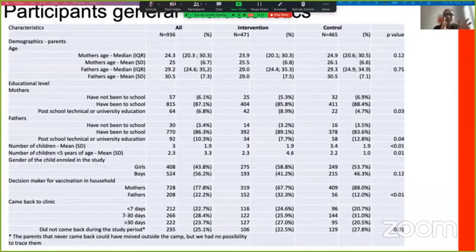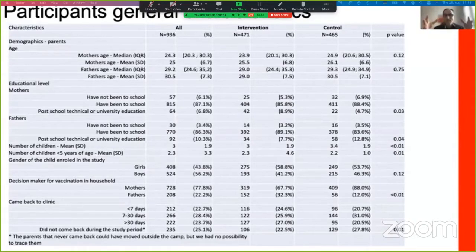And I have to add a caveat here: the children who did not come back to the clinic, we couldn't call them 100% lost to follow-up, because we tried to trace some of them and they had moved outside the camp. So in Jordan, the system is very flexible with the refugees. If the families would like to move outside the camp, the government has no objection. And most of the Syrians are entrepreneurs, they open their own shops.